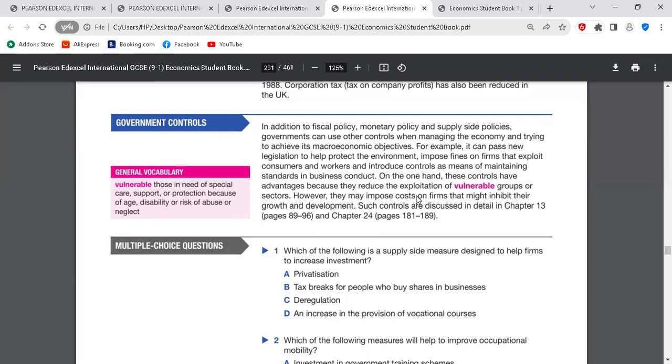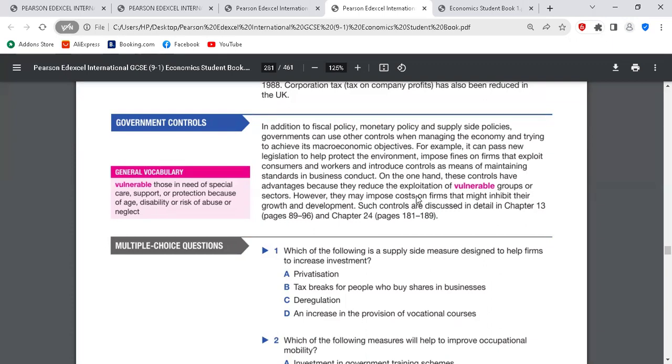On the other hand, these controls have advantages because they reduce the exploitation of vulnerable groups or sectors. When we talk about vulnerable groups, we're talking about people that are disadvantaged, like the minority group, disabled people, immigrants. However, they may impose costs on firms that might inhibit their growth and development.